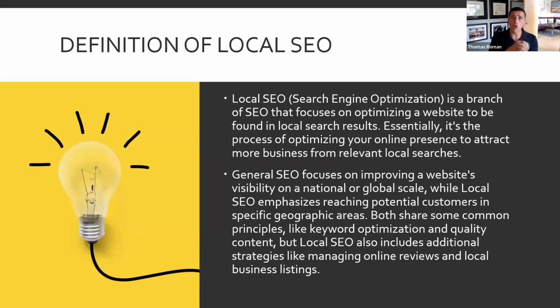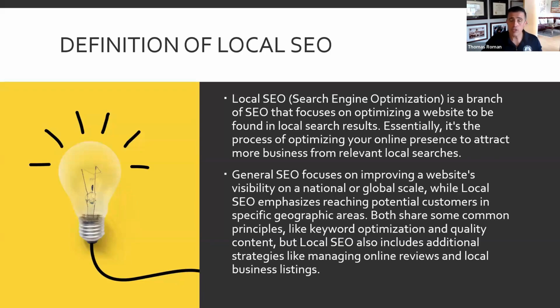So the definition of local SEO. Local SEO, or search engine optimization, is a branch of SEO that focuses on optimizing a website to be found in local search results. Essentially, it's a process of optimizing your online presence to attract more businesses from relevant local searches. Again, you pick up your phone, you're looking for someone to deliver heating oil in your area, you type in heating oil, your town, and the business pops up. And we're going to show you how to get to the top in both local and organic rankings.